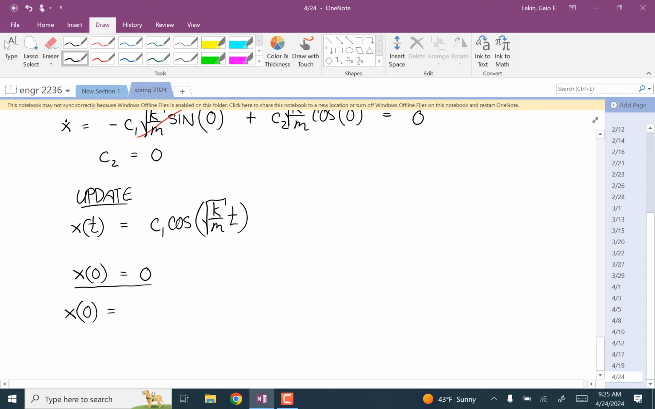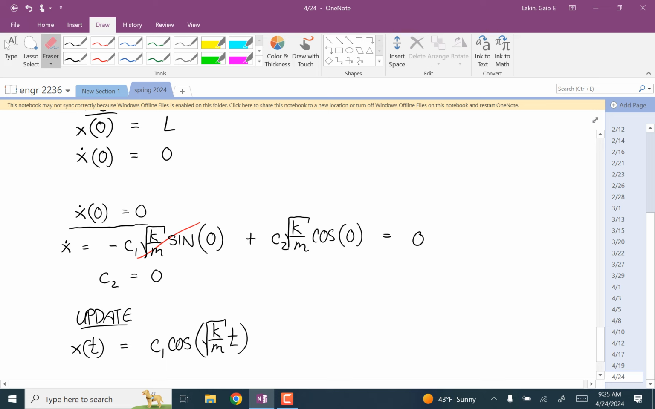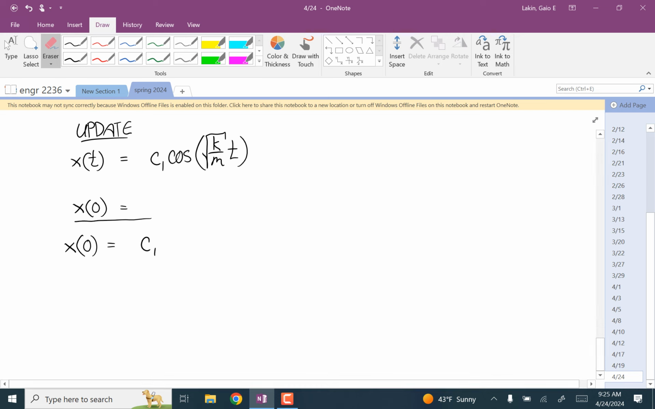This is wrong, sorry. Our other condition said that when time is equal to 0, the position is L, right? If the position was 0 and the velocity was 0, then the thing is just going to be sitting there. So you have to stretch or compress the spring a little bit, and we compressed it to L. So x at time equals 0 is C1 times the cosine of 0, and that has to be equal to L. And so C1 is equal to L.